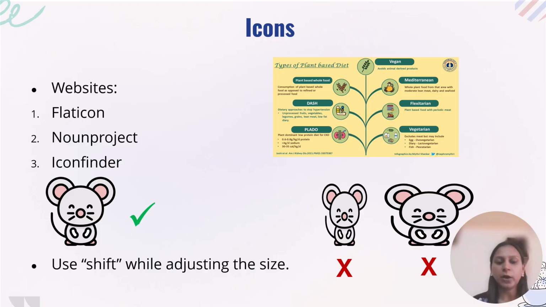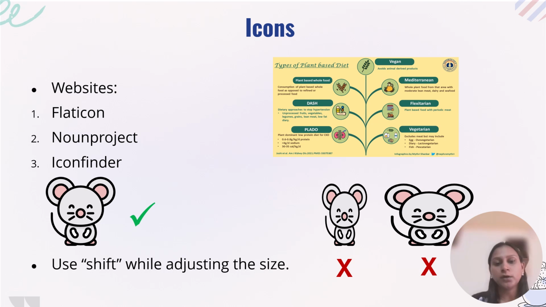Now coming to the icons, they can be downloaded directly from websites like Flaticon, Noun Project and Icon Finder. These websites usually require a subscription to download a large number of icons, but if you're downloading just 3 or 4 icons, I think it should be fine.